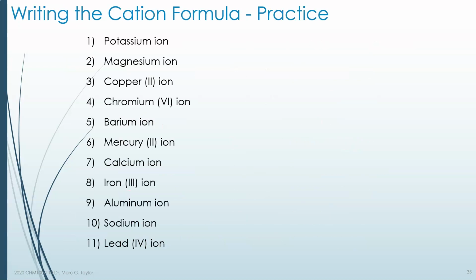So let's look at some names of cations, and now you write what the ion actually is. And this is so much easier. Potassium, there's only one choice. It's K+. Magnesium, an alkaline earth, it's always +2. That's easy. And the ones that have Roman numerals, they tell you what it is.